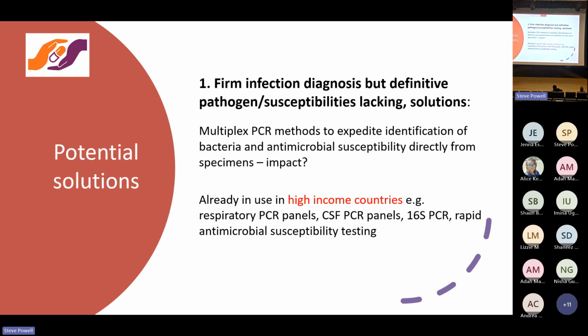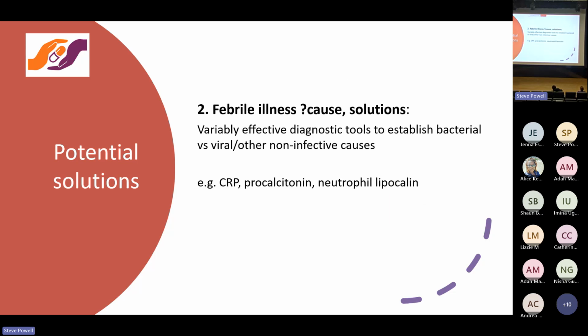And then to address these groups, well, number one, we know it's an infection, it's screaming out infection. There's an abdomen, or urine that's cloudy, the patient's got loin pain, but we still need to know what the organism is. And there's a lot of progress in our laboratory diagnostics in high-income countries. So we've got PCRs, we've got rapid susceptibility tests, but that is very much weighted towards the high-income healthcare setting.